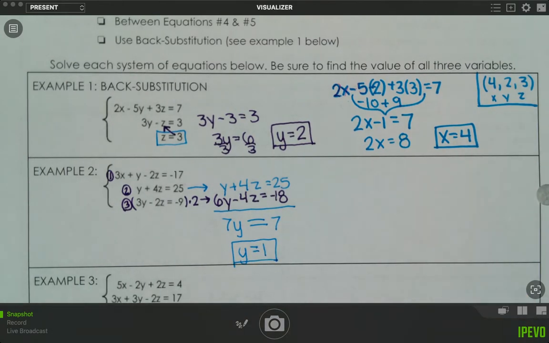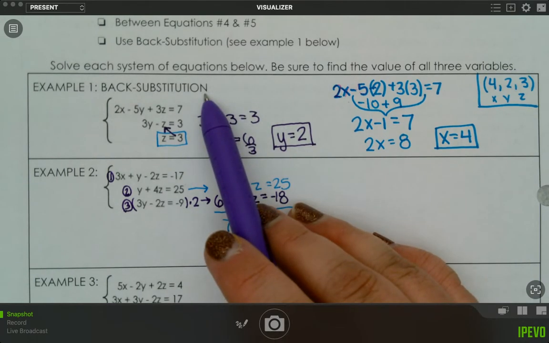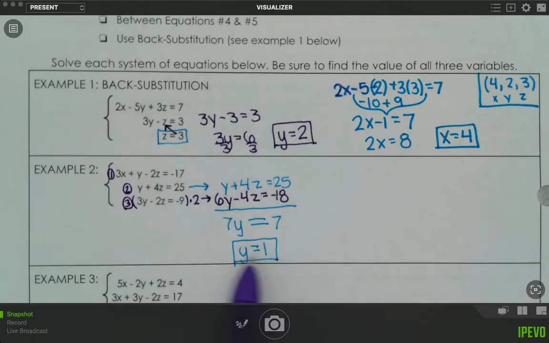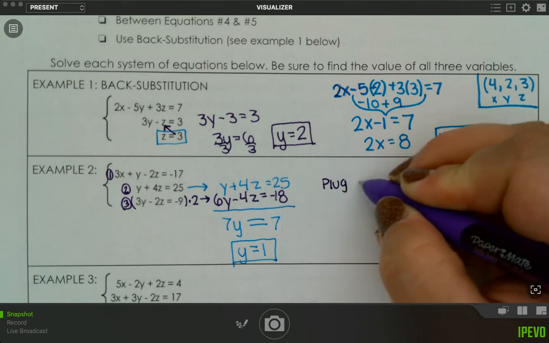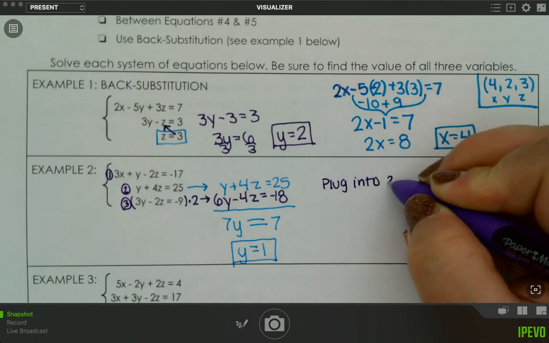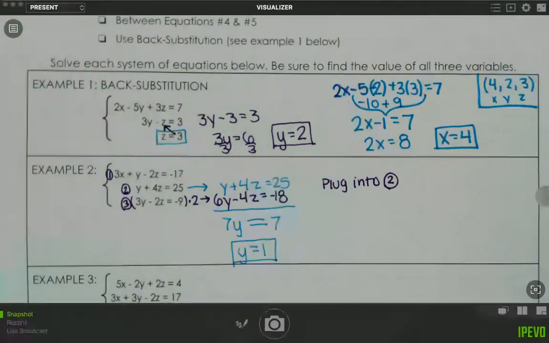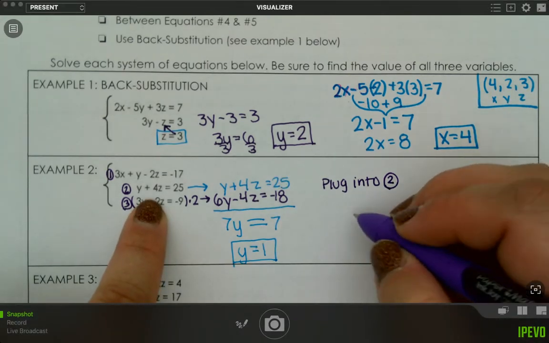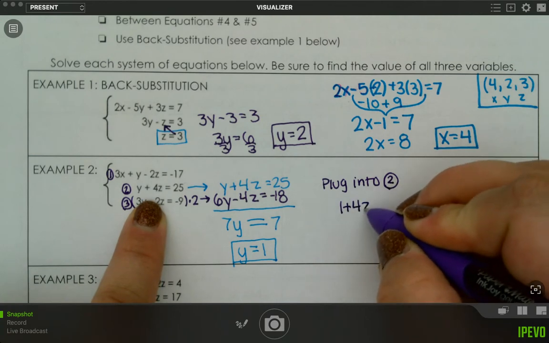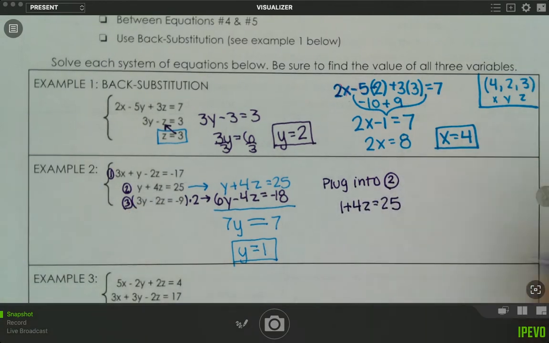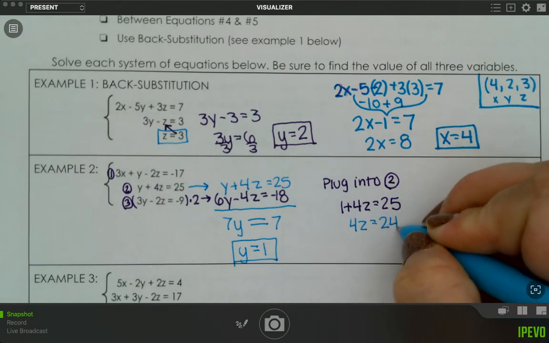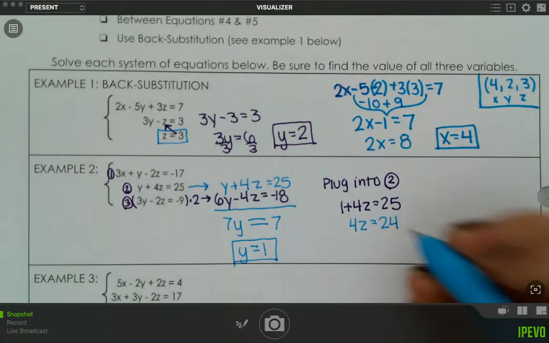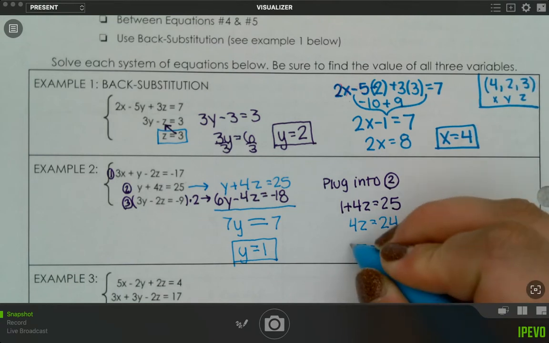And we have our first variable. Then we need to do this back substitution and plug it back in. The only thing we can't plug it back into is equation 1. I am going to pick equation 2. Okay, so I'm going to plug it back into equation 2, which is this one. So y is 1, plus 4z equals 25. And then I'm going to subtract that 1 from both sides, and I get 4z equals 24. And then I'm going to divide by 4, leaving me with z equals 6.